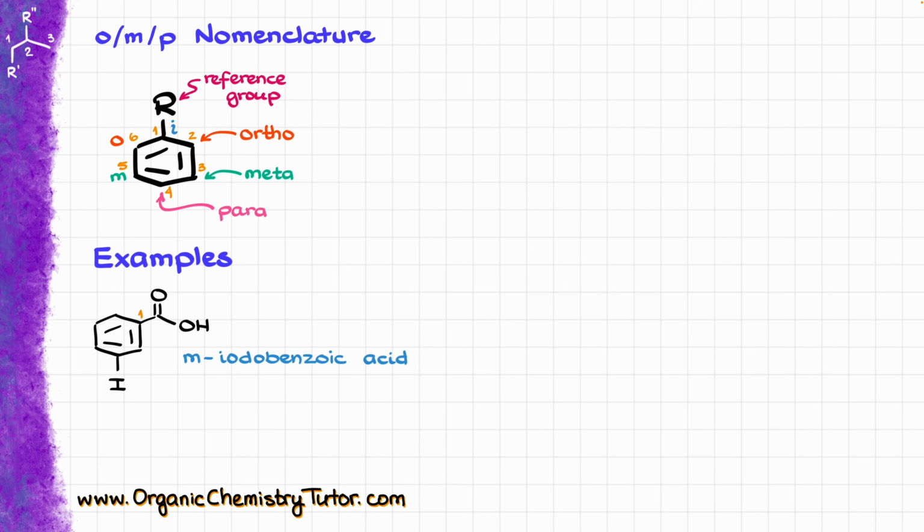Now, in this case, if I number my molecule further, and I will have to do it clockwise to give the lowest possible numbers, at the position number 3, that is where my iodine is. And since we know that the position number 3 is the meta position, the name for this molecule is going to be meta-iodobenzoic acid. And of course, if you wanted to use the numbers, you could say 3-iodobenzoic acid instead of meta.